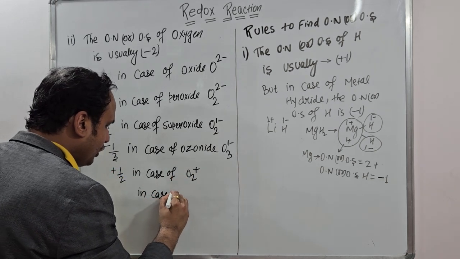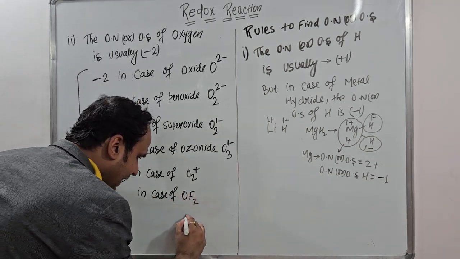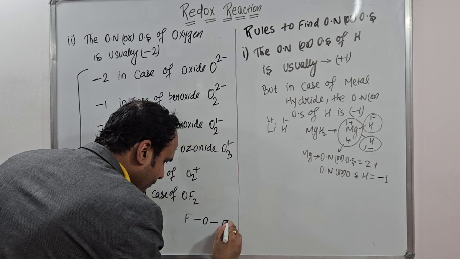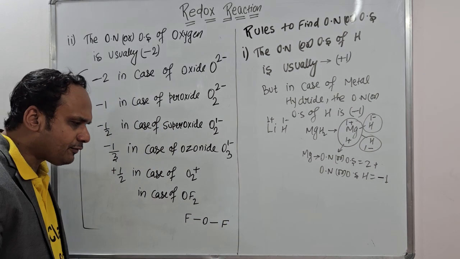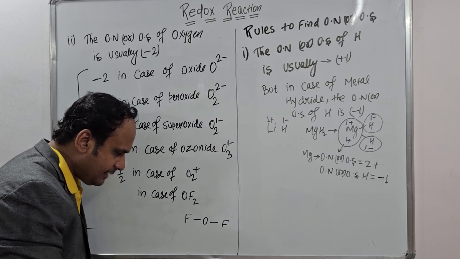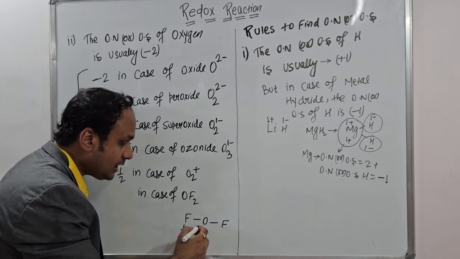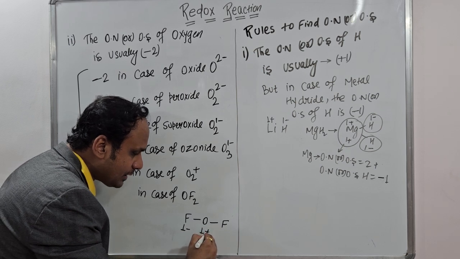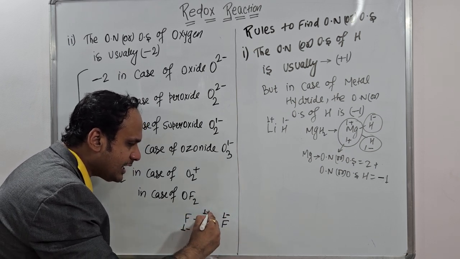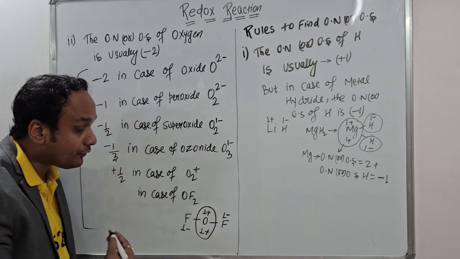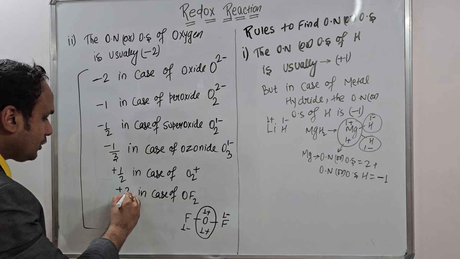In case of OF2, the structure is something like FOF. In this case, we know that fluorine is the most electronegative atom, so fluorine always has -1. Because of this, oxygen gets 1 plus. This other fluorine also has -1, so this oxygen gets another +1. What is the oxidation state of oxygen in case of OF2? 1 plus 1, that is +2.